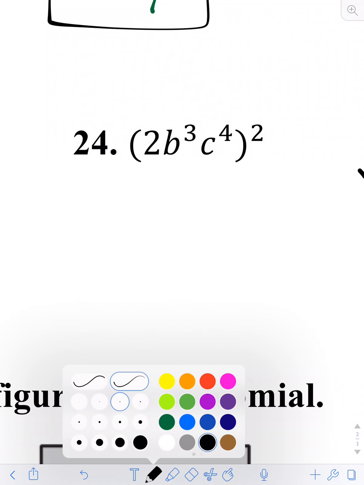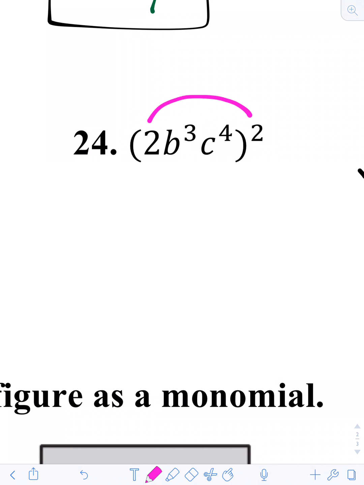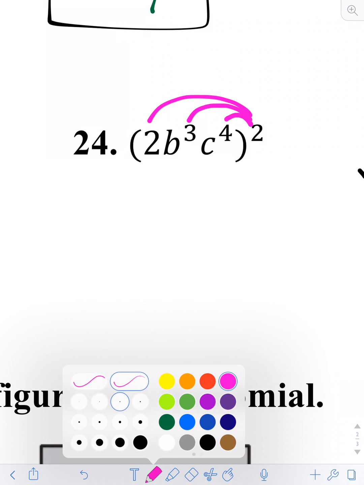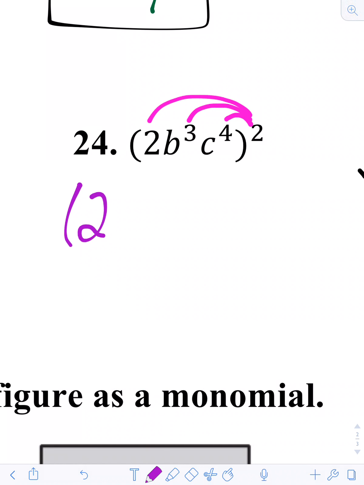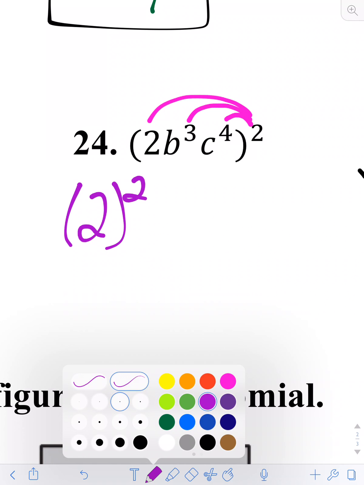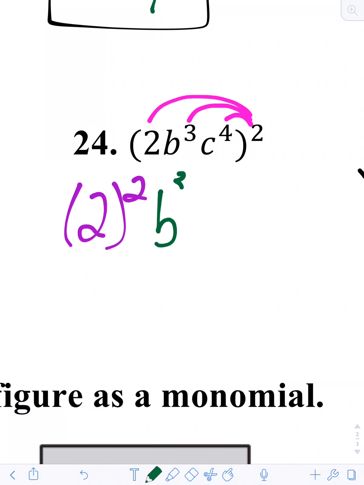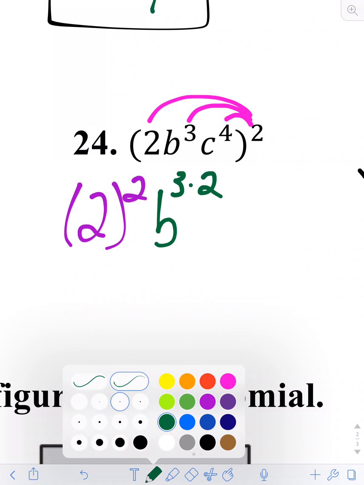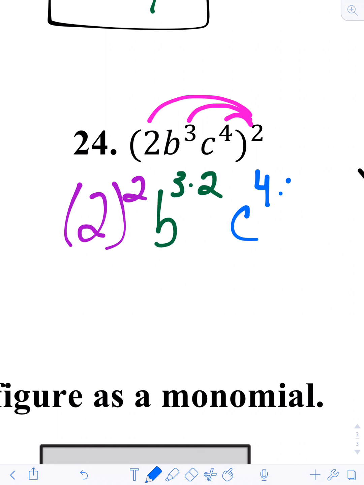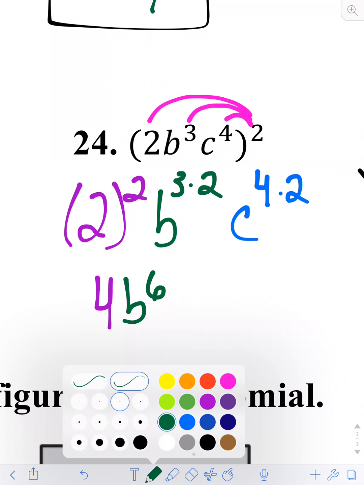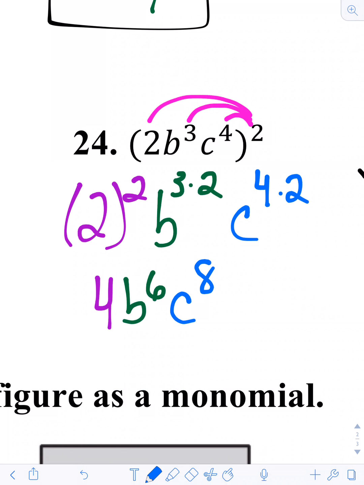Okay. Last one like this, 24. We're going to distribute again the 2 to the 2, to the b, and to the c. So here we have 2 squared, and then we have b, power to power, you multiply, so 3 times 2, and then we have c, power to power, you multiply, so 4 times 2. Alright, so then we're going to go ahead and simplify this. So 2 squared is 4, 3 times 2 is 6, and 4 times 2 is 8. And that's your final answer.